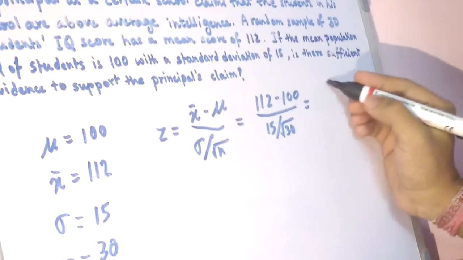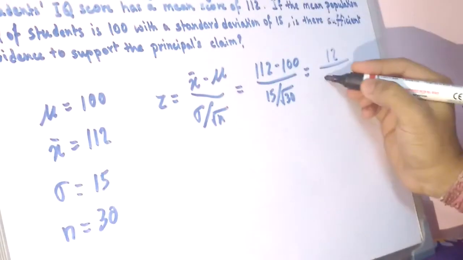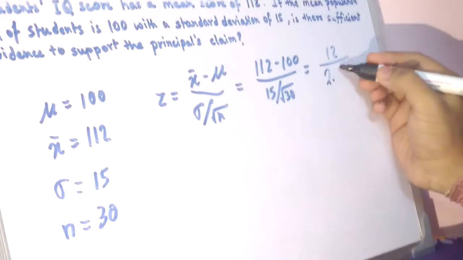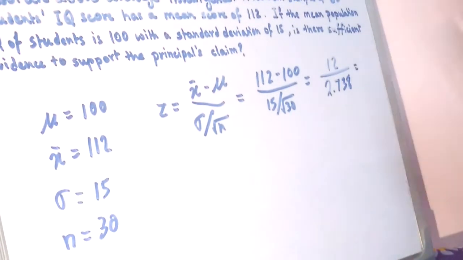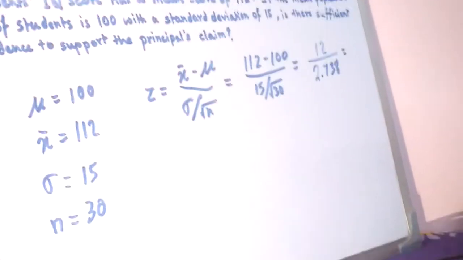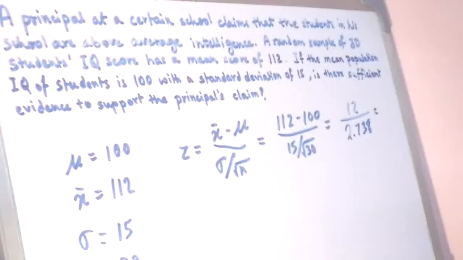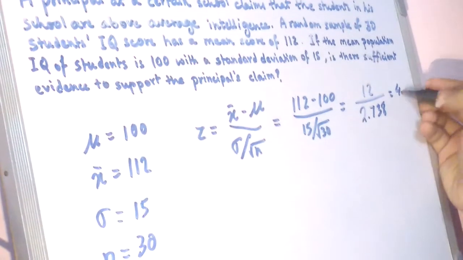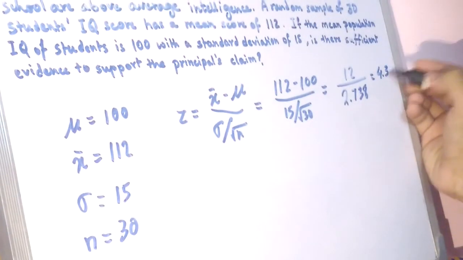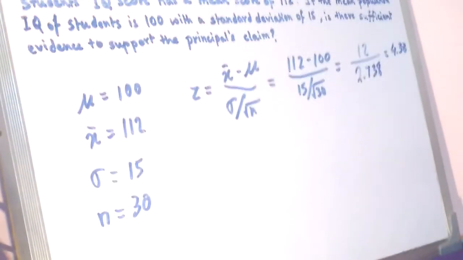So we have 12 upon approximately 2.738, which will come up to 4.38. So this is the z value we have.